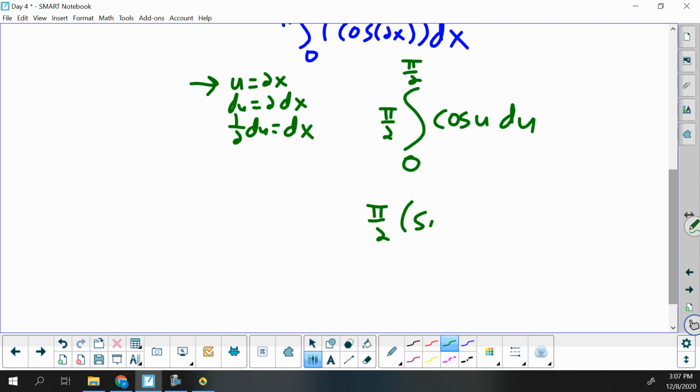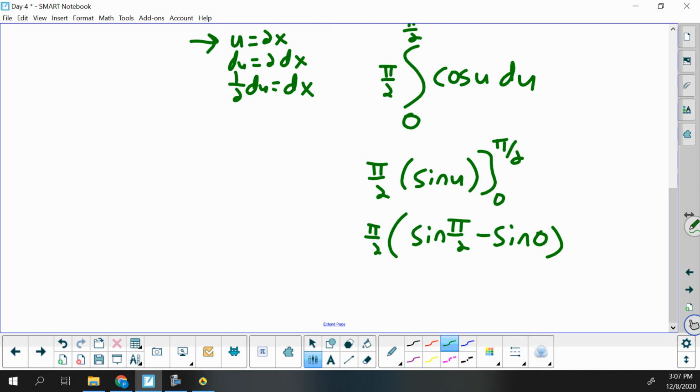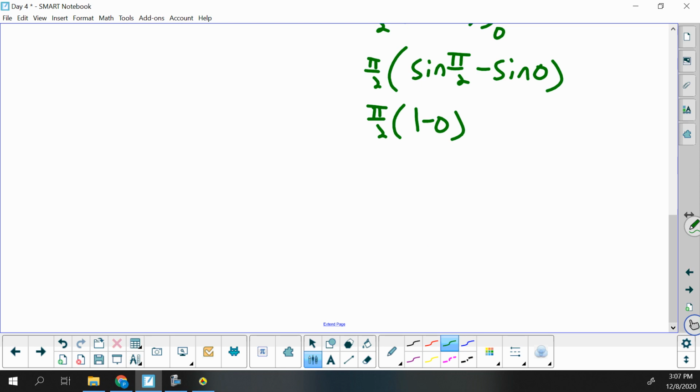Antiderivative of cos is just sine. And we're going from 0 to pi over 2. So we'll have pi over 2 times sine pi over 2 minus sine of 0, which is just 1 minus 0. So we just get that that space is pi over 2, which is kind of crazy to think about.